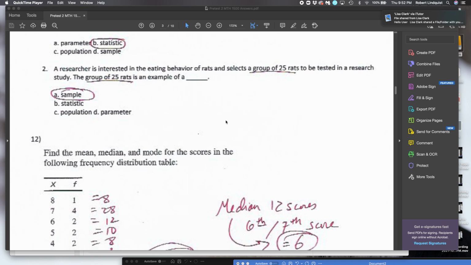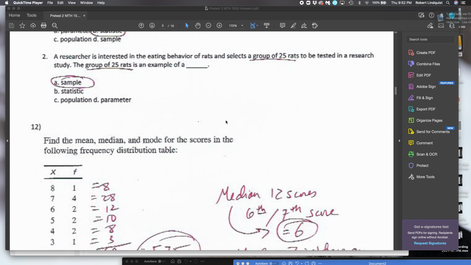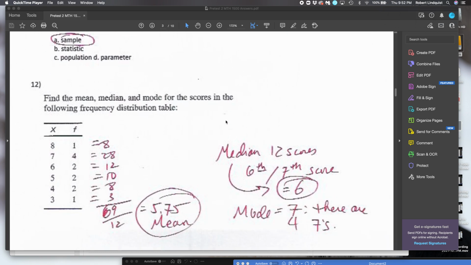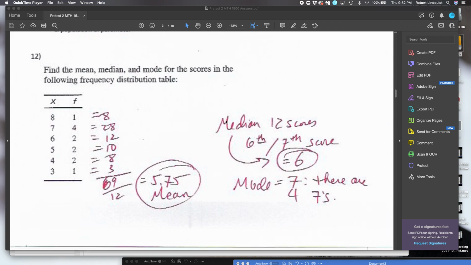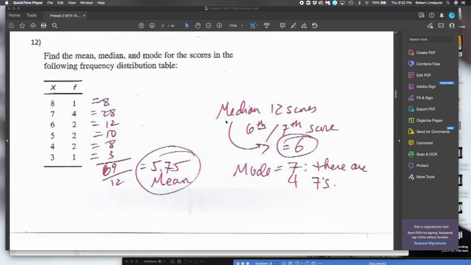Okay? Next up, number 12. Find the mean, median, and mode for the scores of the following frequency table. The mode is always the most popular. So this means F is frequency. There's 1 eight, there's 4 sevens, 2 sixes, 2 fives, 2 fours, 1 three. There's 4 sevens, so that's your mode. 7 is your mode, and that's what it says down here.